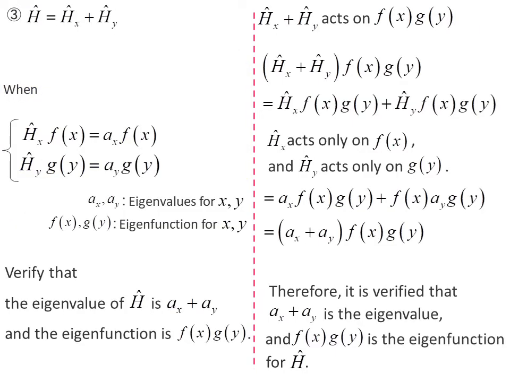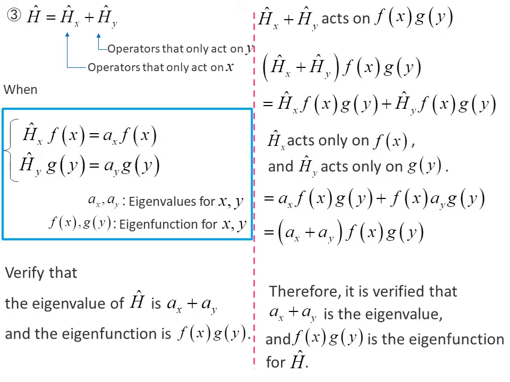Question 3. The operator h is defined as the sum of the operators h_x and h_y. h_x works only on x, and the eigenvalue and eigenfunction of the operator h_x are expressed as a_x and f(x). Similarly, the eigenvalue and eigenfunction of the operator h_y are a_y and g(y). The problem is to prove that the eigenvalue of the operator h is the sum of a_x and a_y, and the corresponding eigenfunction is the product of f(x) and g(y).